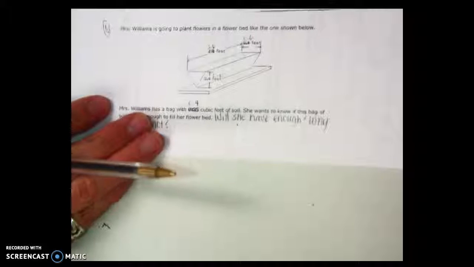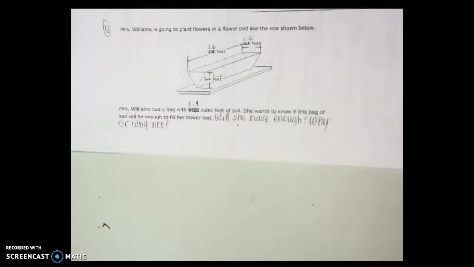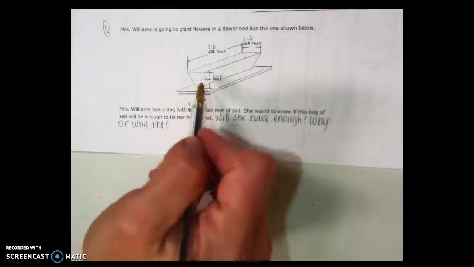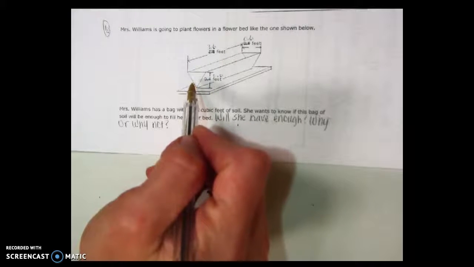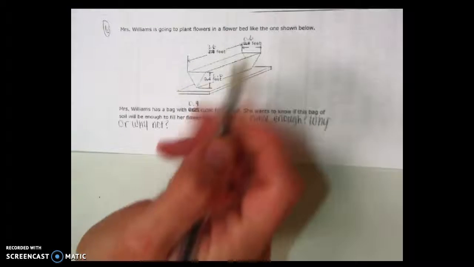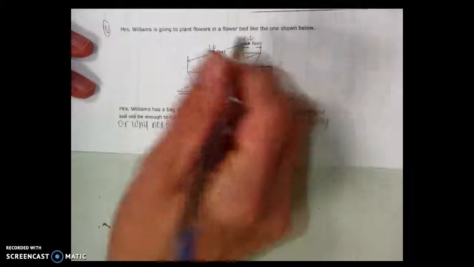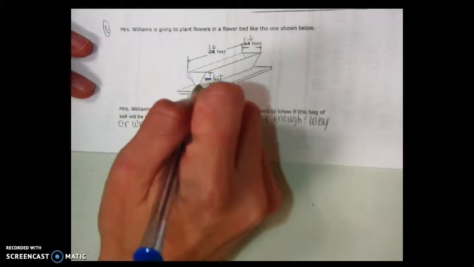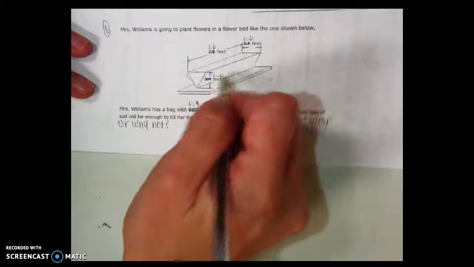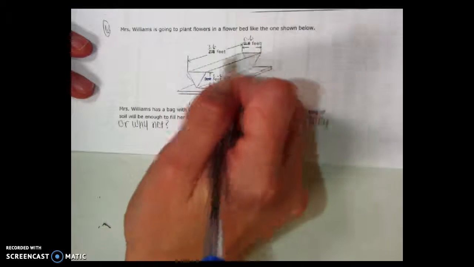All right, number 6. It's kind of a weird shape. She's going to plant flowers in this. Think about it. This is a triangular prism. Okay, so this is just the table that it's sitting on. So here's your triangle, and then it's a prism. So here would be your height that connects those two.